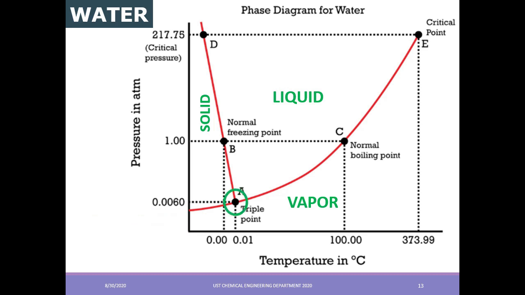Point A, where the three lines intersect, corresponds to a system wherein the solid, liquid, and vapor phases of water are in equilibrium with each other. This is called the triple point. This is an invariant system, or with 0 degrees of freedom, because this can only occur under set conditions, specifically 0.01 degrees Celsius and 0.006 atmosphere. This point also marks the lowest pressure and temperature at which liquid water can exist.